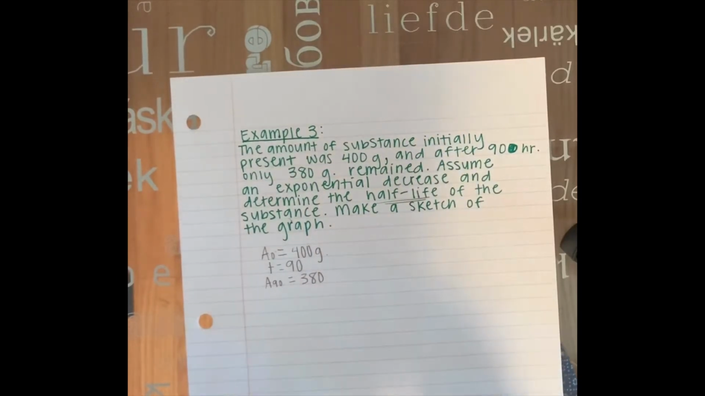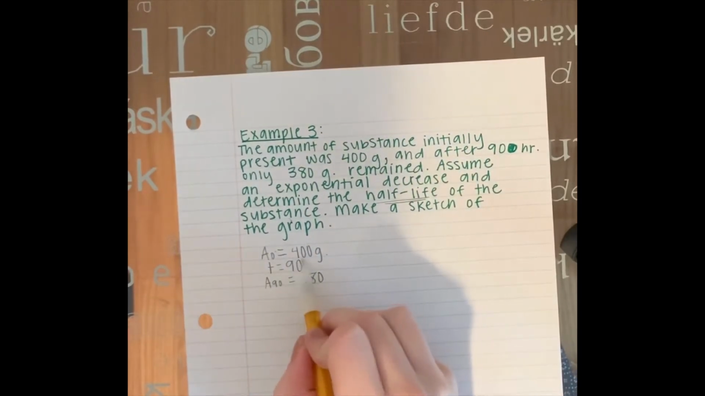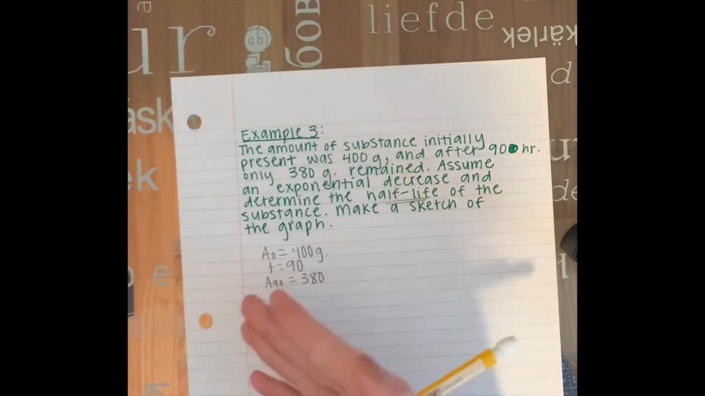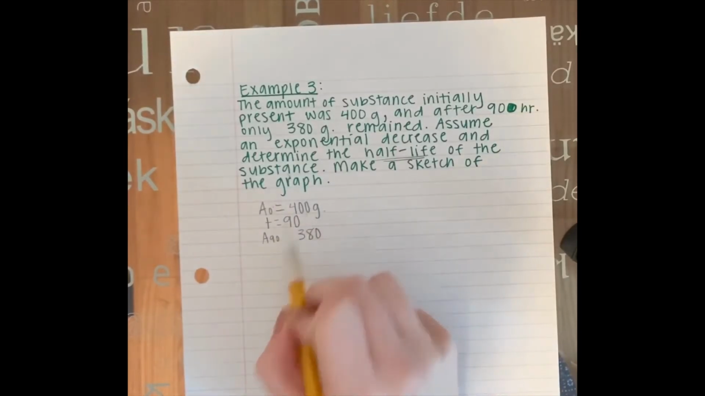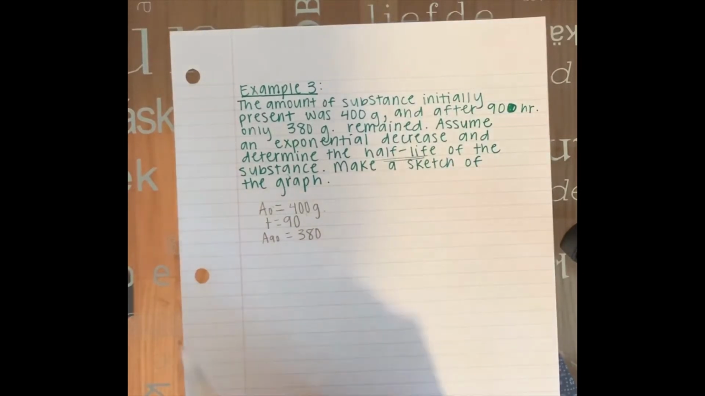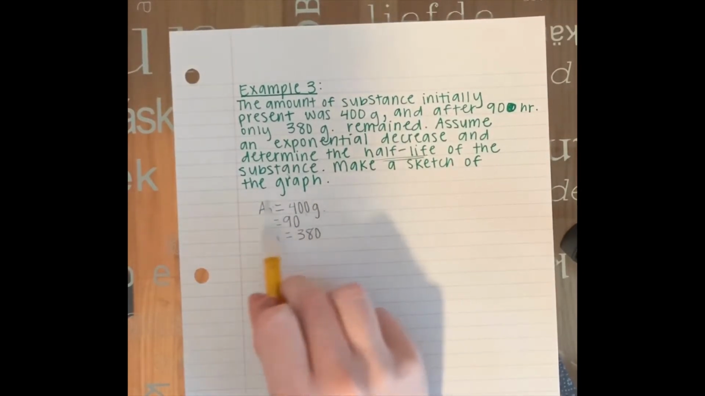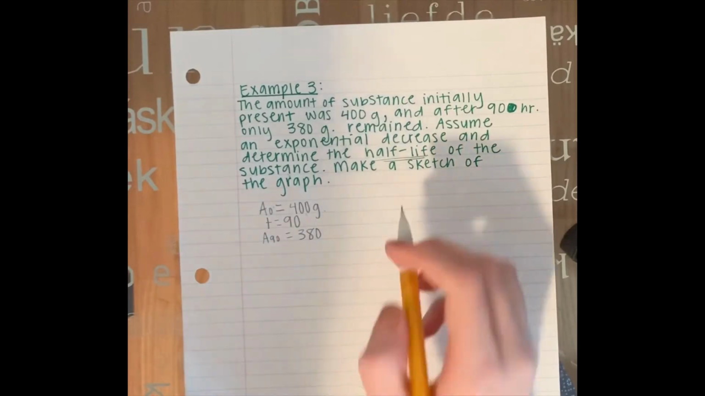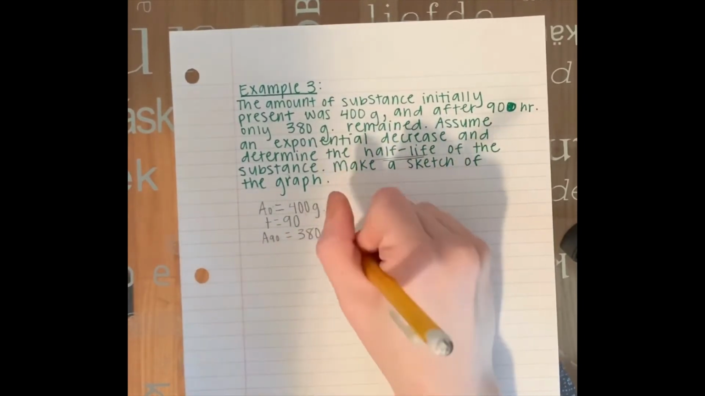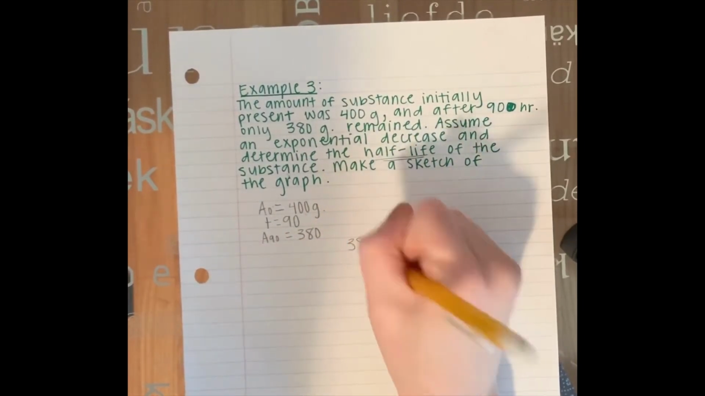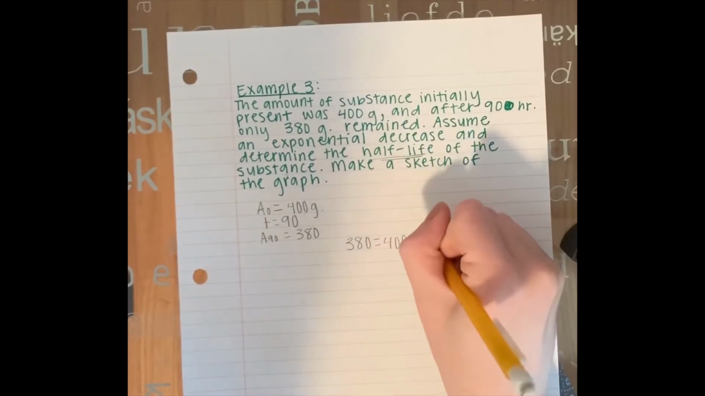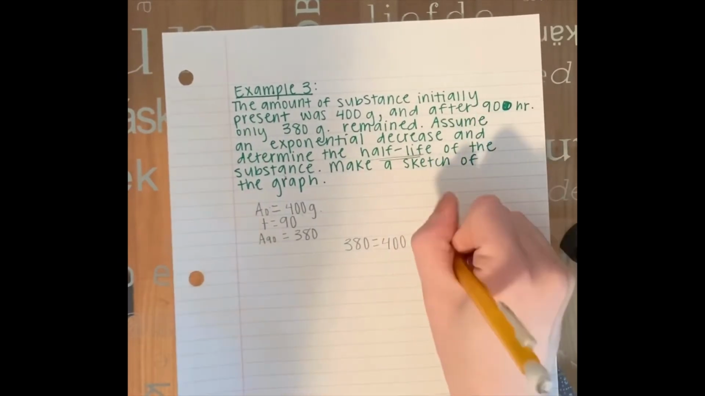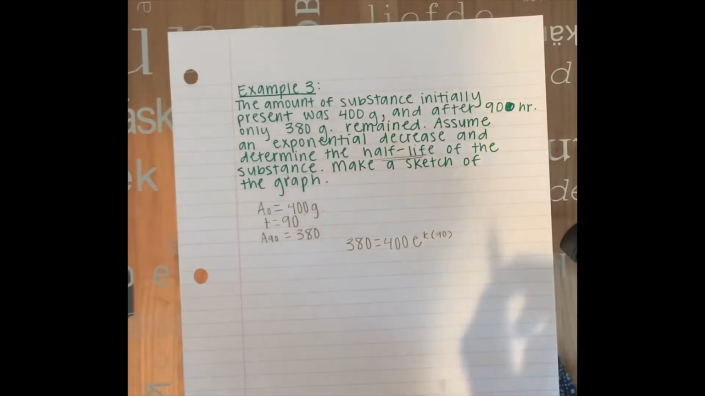Half-life means, when is half of the substance left? How long does it take? That would mean 200 grams were left instead of 400. Before we can do that, we've got to figure out our k because that's missing. So A sub 90, your 380, equals A sub 0, using the same equation, e to the k times t, which is 90. And we've got to figure out k.